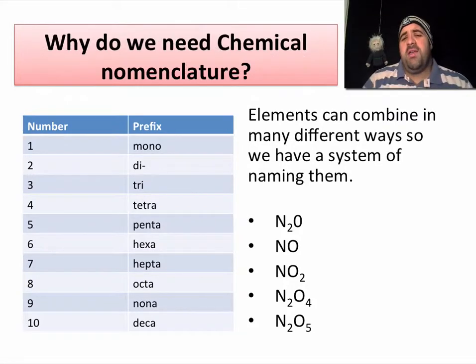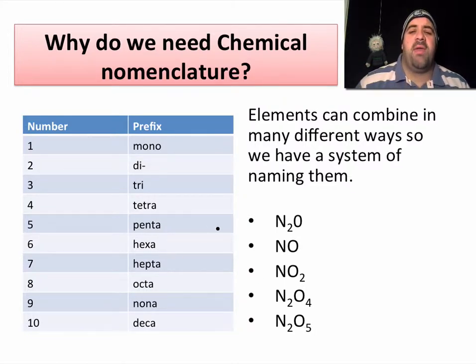Why do we need chemical nomenclature? Well, take nitrogen and oxygen. Nitrogen and oxygen can combine in many different ways, and this is just nitrogen and oxygen. It could be N2O, NO, NO2, N2O4, or N2O5. And a lot of the different nonmetals can combine in a whole host of different ways.